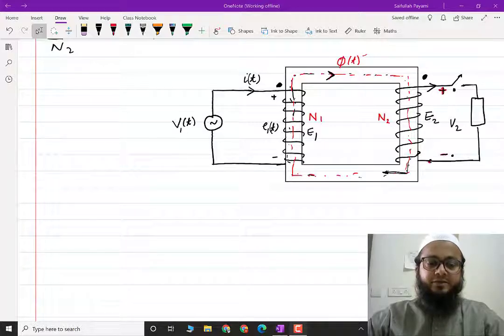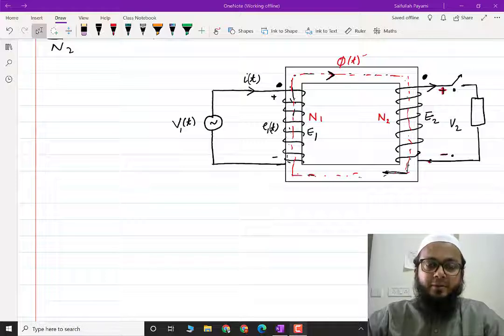So in the previous lecture we discussed the construction of a transformer, where we talked about core type and shell type transformers, and we said that generally for power transformers we prefer core type transformers. Then we talked about the working principle of a transformer, where we saw how the induced EMF is generated on the secondary coil.